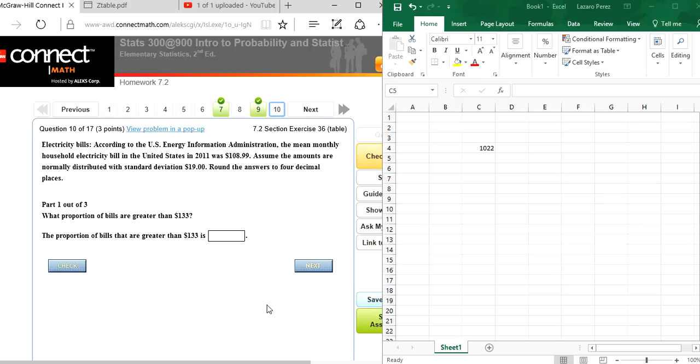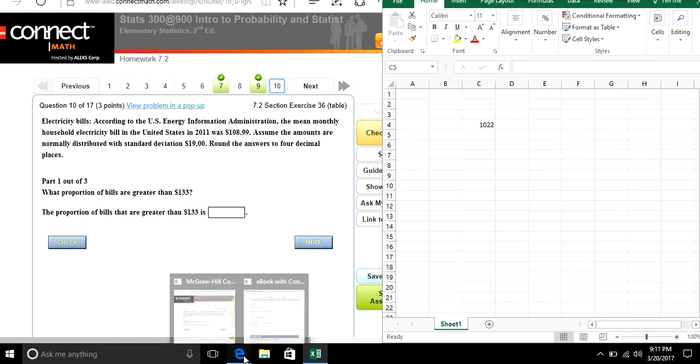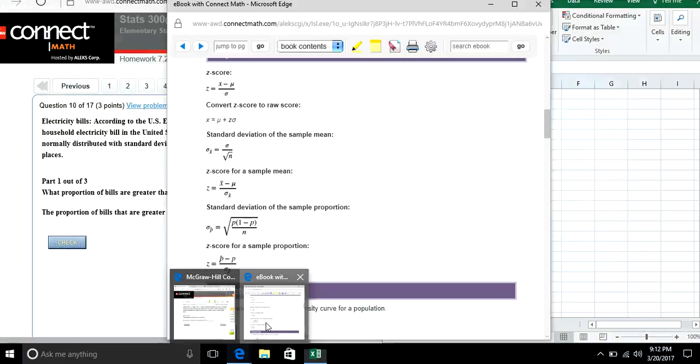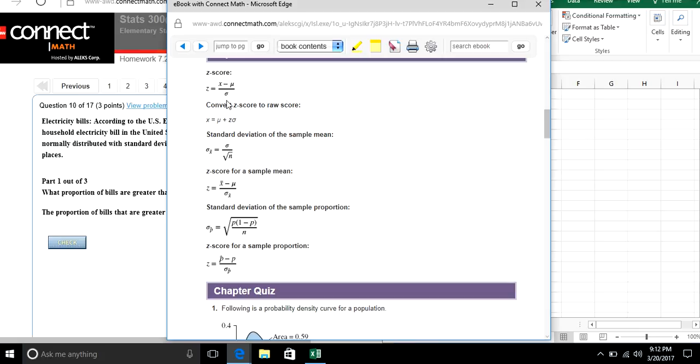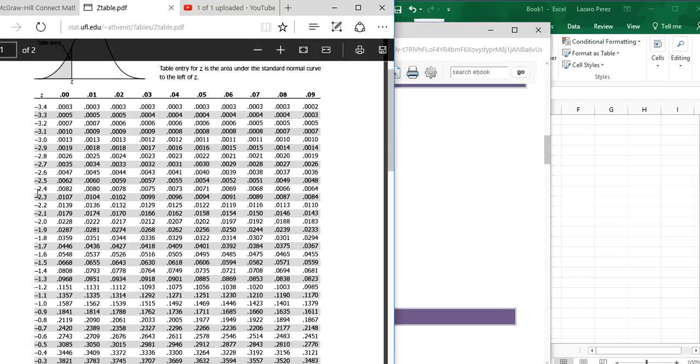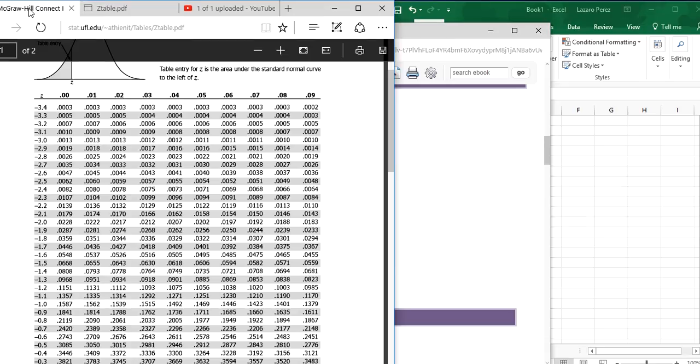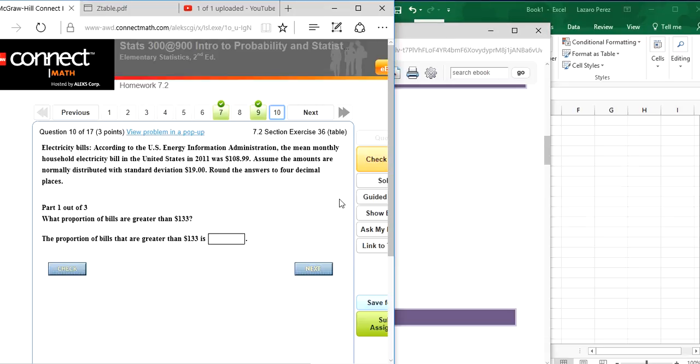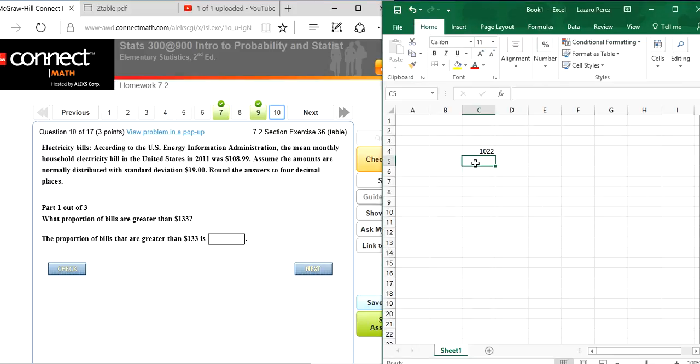$133. All right, so for this question, the formula that we're going to need will be the z-score formula. We'll find our z-score. Then once we find the z-score, we can use a table to convert that z-score into the area to find what portion. All right. So let's go and see what data they give us. So we're going to need the mean and the standard deviation.